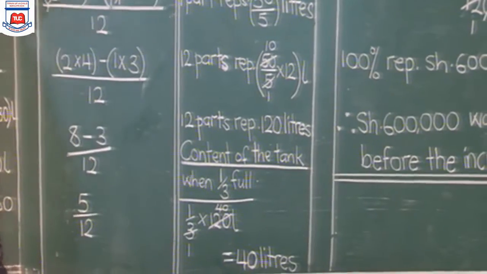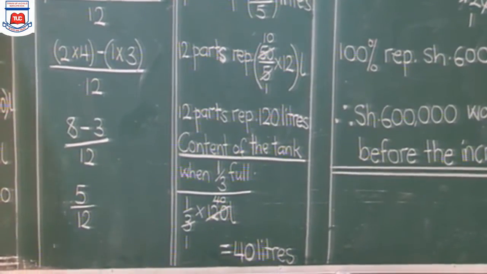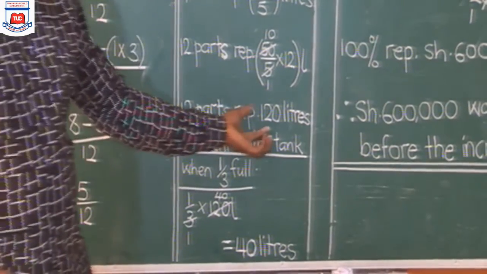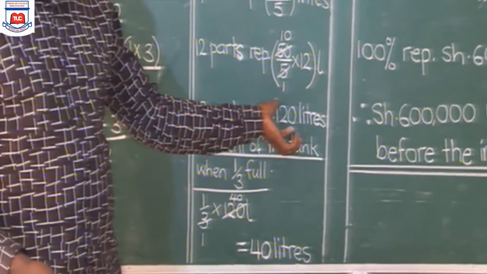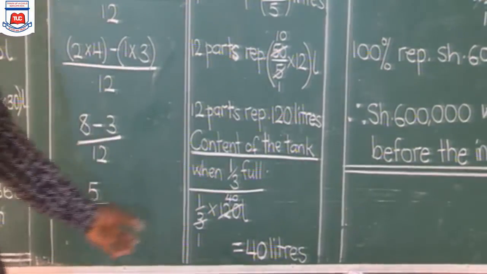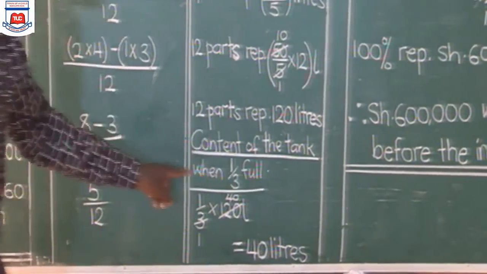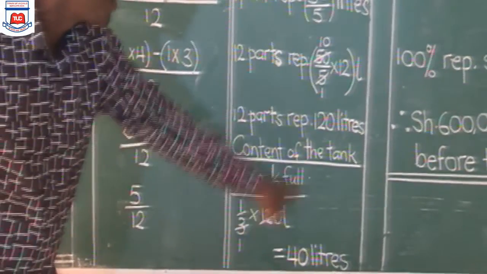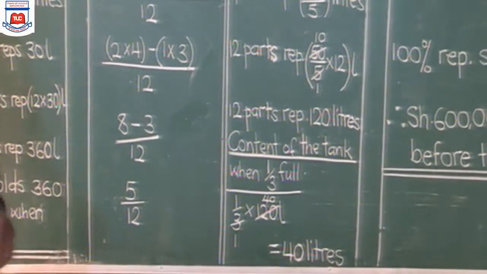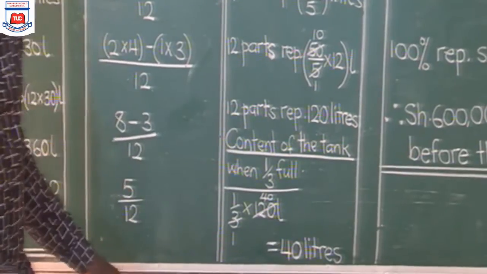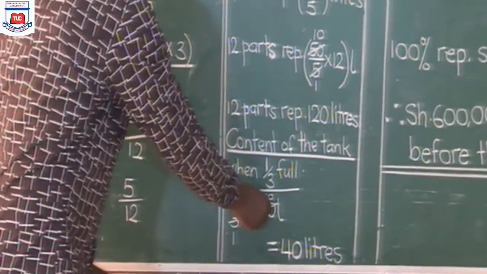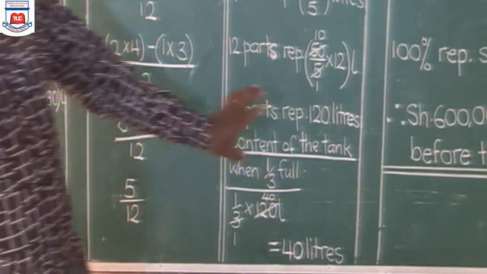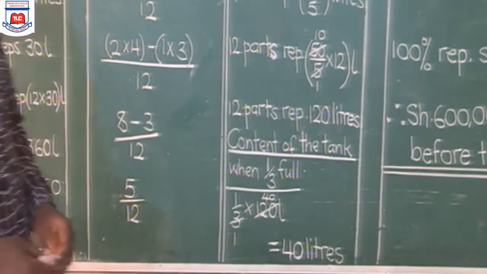But now, the question asked for the content of the tank when 1/3 full. The full one, we have already ascertained as 120 liters. Now, the content of the tank when 1/3 full is 1/3 times the 120 liters when it is full. Divide 120 by 3 and you get 40 liters. So this tank holds 40 liters when a third full.